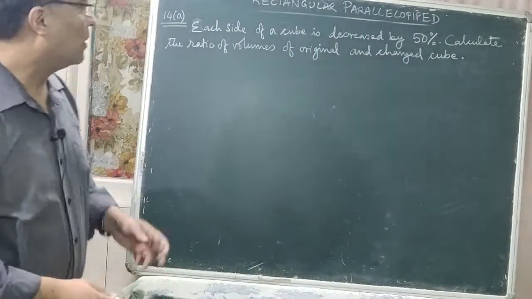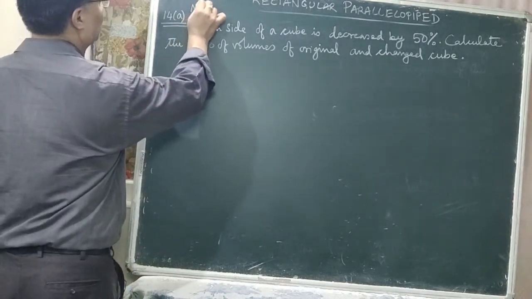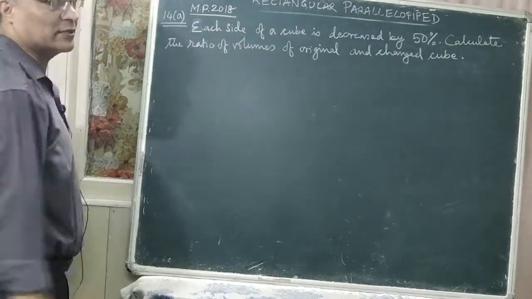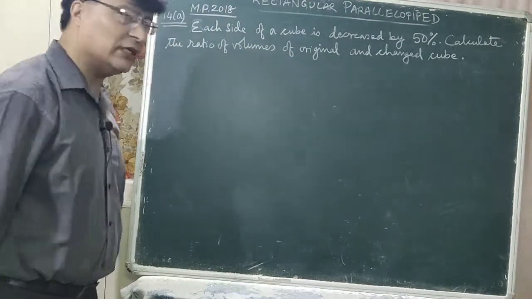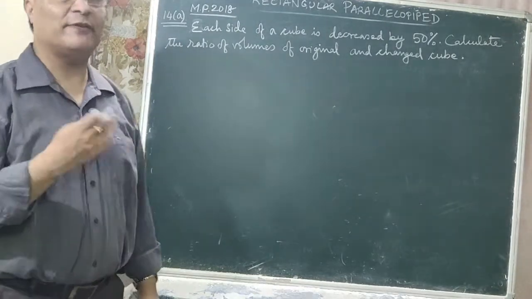So now this question is from Madhyamik Pariksha 2018, and this question carries 4 marks. Okay, that is 14 number A. Each side of a cube is decreased by 50%.